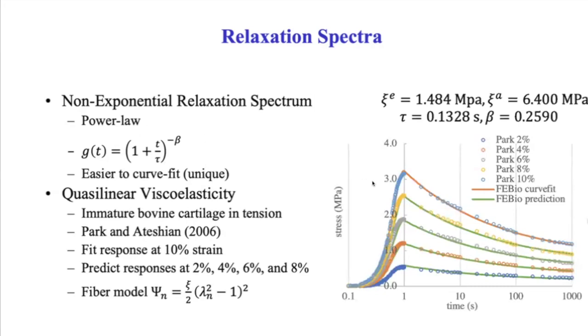I thought that I was going to get strain-dependent viscoelasticity in this case, but it turned out that after I fitted the orange curve, I could predict the other curves at 8%, 6%, 4%, 2% strain without changing the material properties. So in effect, cartilage in tension exhibits quasi-linear viscoelasticity because the relaxation response is not strain-dependent, but it's not exponential either. So you wouldn't be able to model it in FEBio or any other software without coming to the reactive viscoelasticity framework, because other software will use an exponential relaxation time.